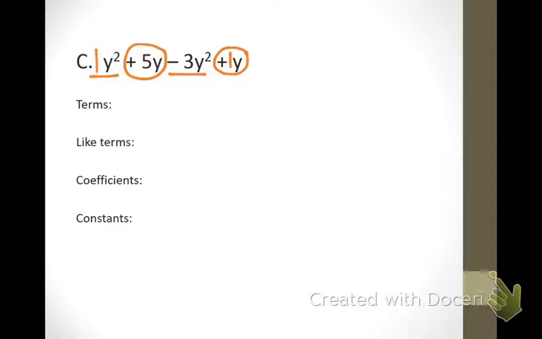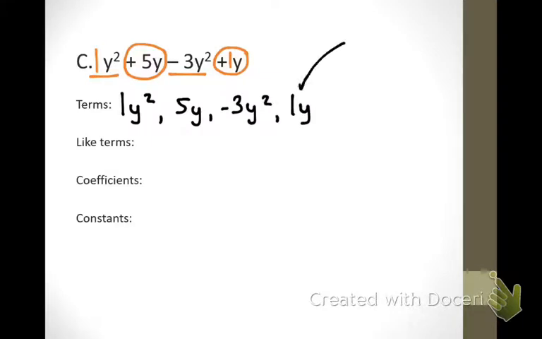First one, Isaac, can you tell me what the terms are in the original problem? Okay, not 1y2, but 1y squared. What's the next one? Negative 3y squared. 5y. 1y. Very good. Now when you're writing this, you can put the 1 there if it helps you. You do not have to. That's up to you. Like terms.